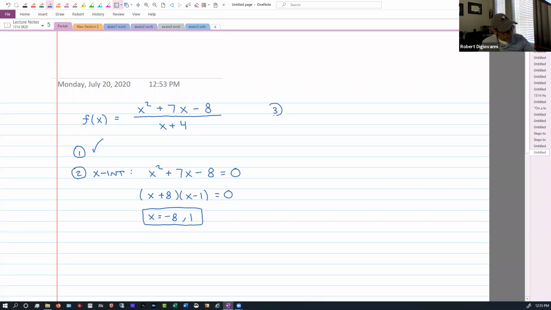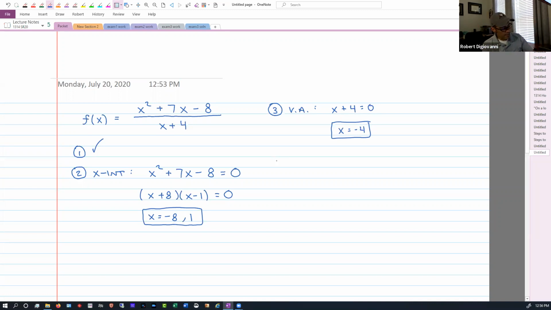Now, step 3, I want the horizontal asymptote. I'm sorry, vertical asymptote. To do that, we set the denominator to 0. And we just subtract 4 on both sides, we get x is negative 4. That's our vertical barrier, and we only have one of them. So that means we're going to have 2 sections to draw, one on each side.